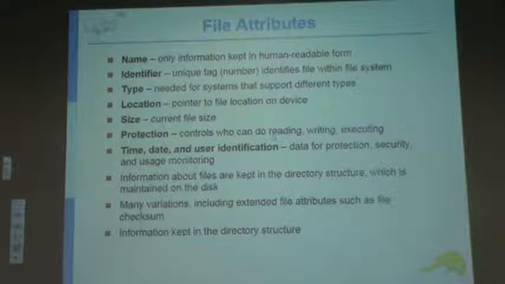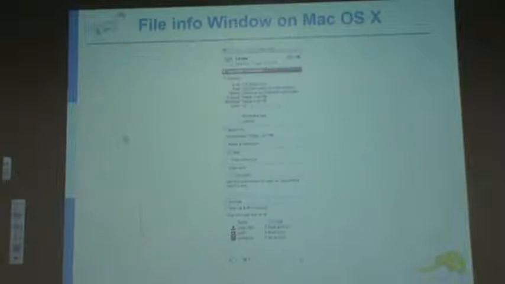And it also has protection for security reasons. We will see quickly how to protect a file at the end of this chapter. So it has the time, date, and user identification. This is an example of file information in Mac OS.